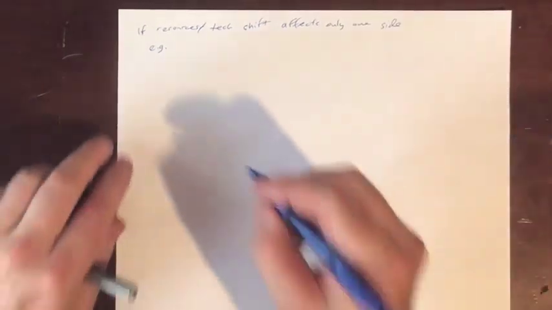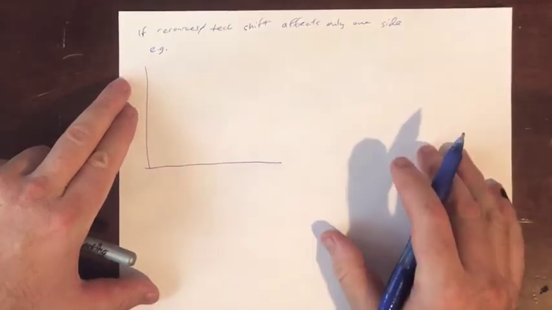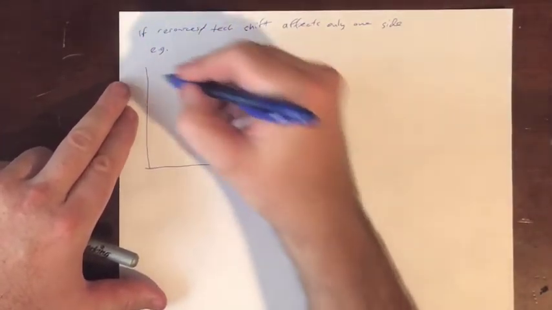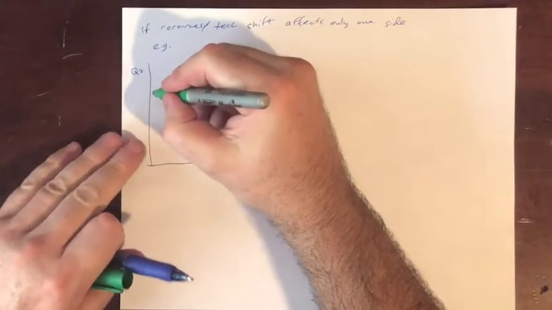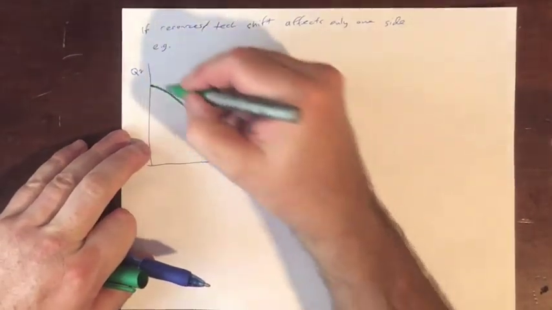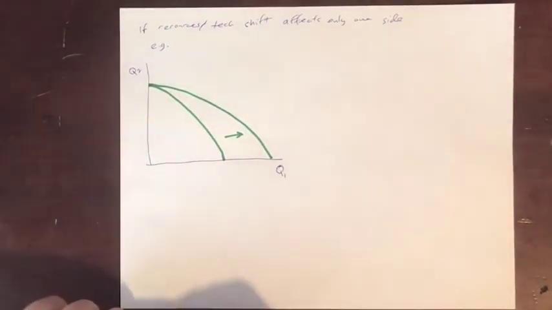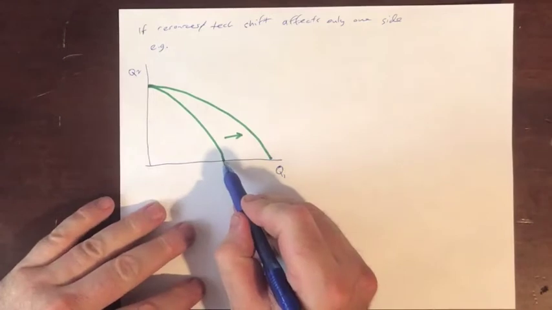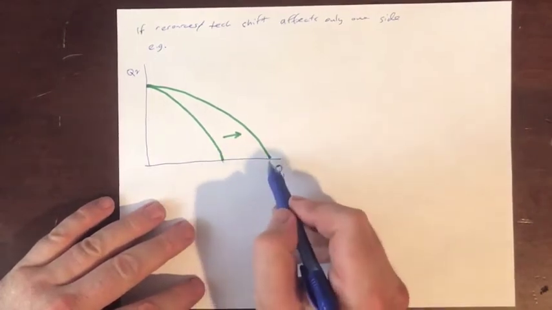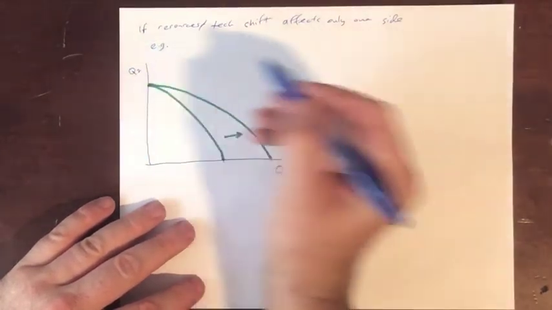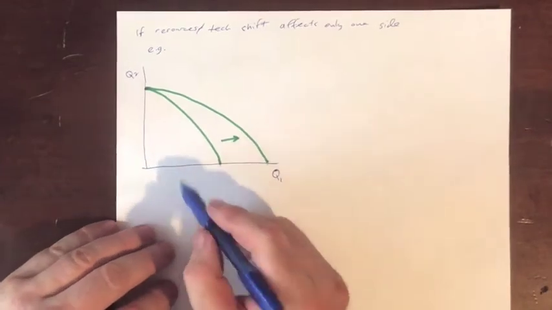So let's say we have a Q1, Q2. Let's say we have something like this happening: a shift in the production possibilities frontier, which changes the maximum level of output on the Q1 axis, but doesn't change it at all on the Q2 axis. So what would this be?